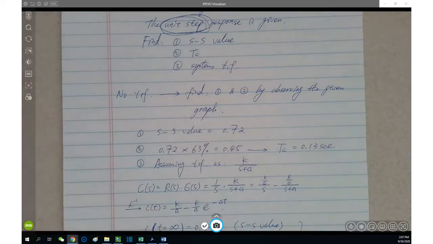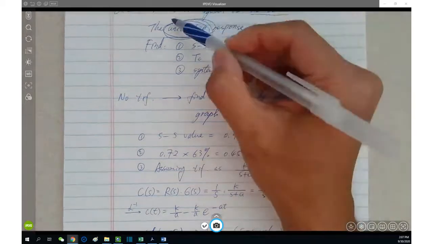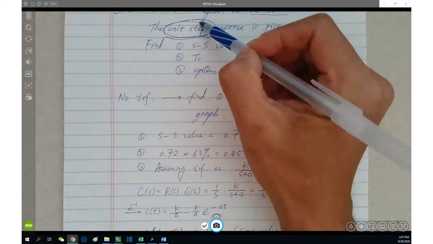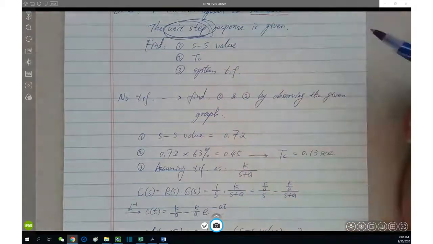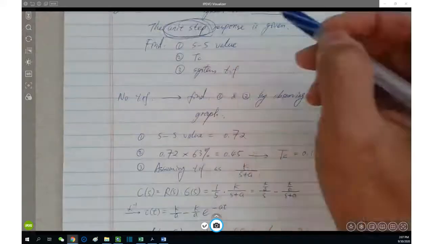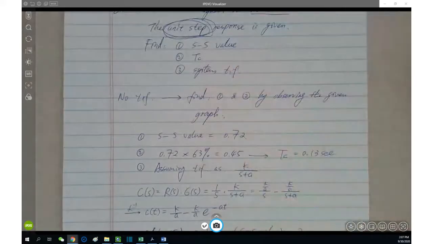Would A ever go like 4 unit step, where it would be 4? No. That way they tell you like this. They tell you the input is 4 over s. They're going to tell you, or say the step input is 4 over s. Step input, without mentioning the unit.